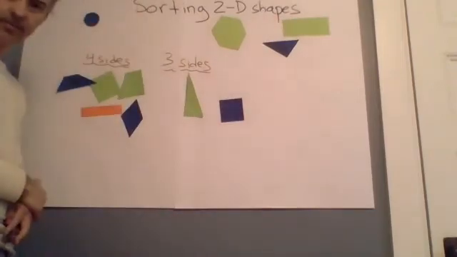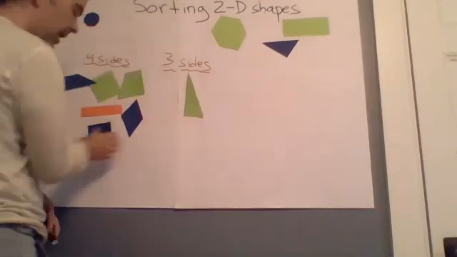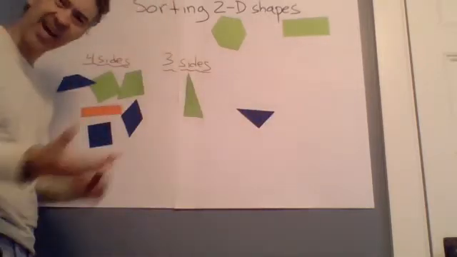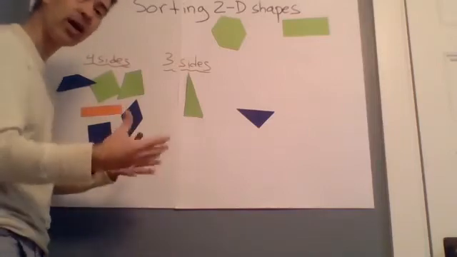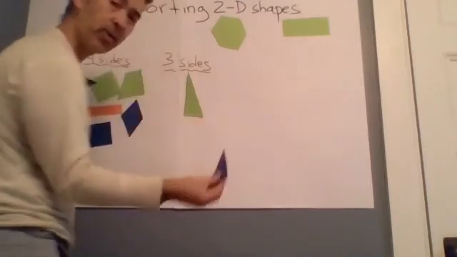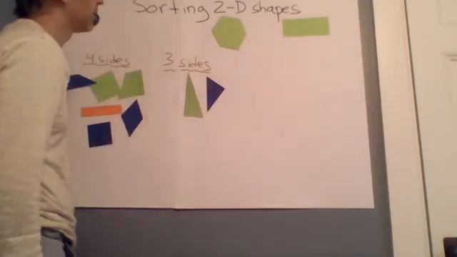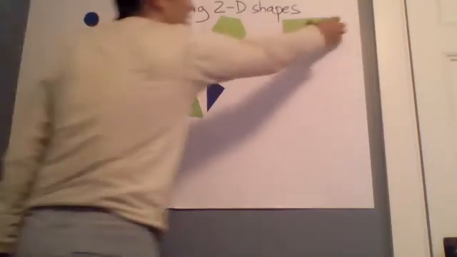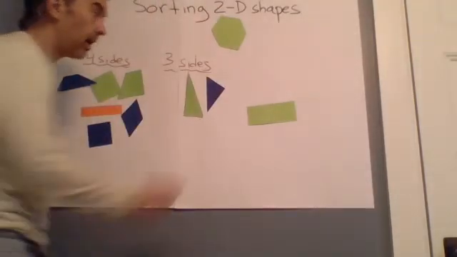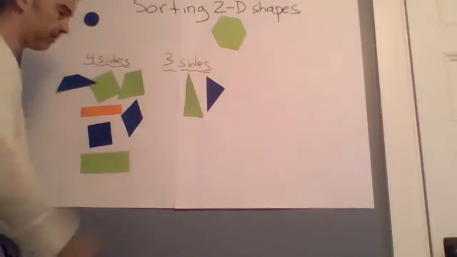What about that shape? Well, it's a square. A square has 4 sides, so we'll put that here with the other 4-sided shapes. That kind of looks like a triangle again. So let's count. A triangle has how many sides? 1, 2, 3. So where do we put our triangle? Oh, group it with the 3-sided shapes right here. Now let's do this one. What shape is that? Well, it's a rectangle. A rectangle has 1, 2, 3, 4 sides. So let's put that in our group of 4 sides.